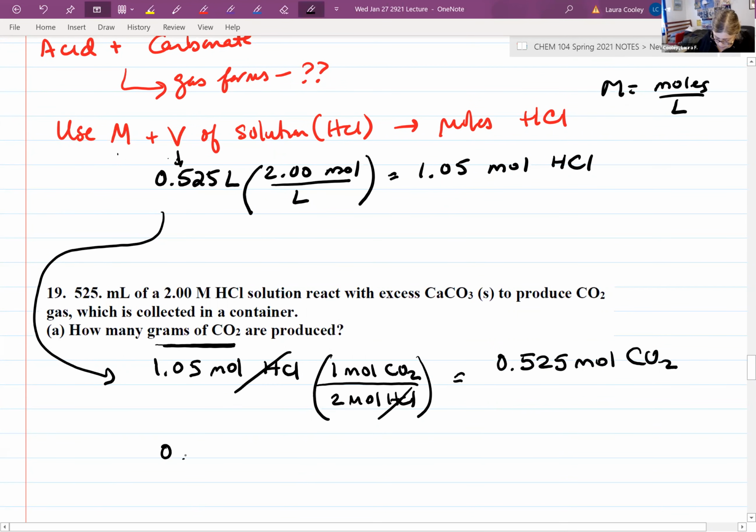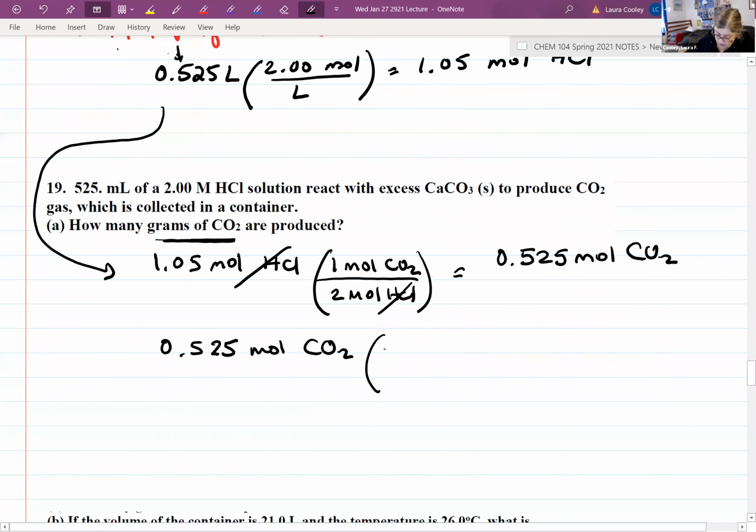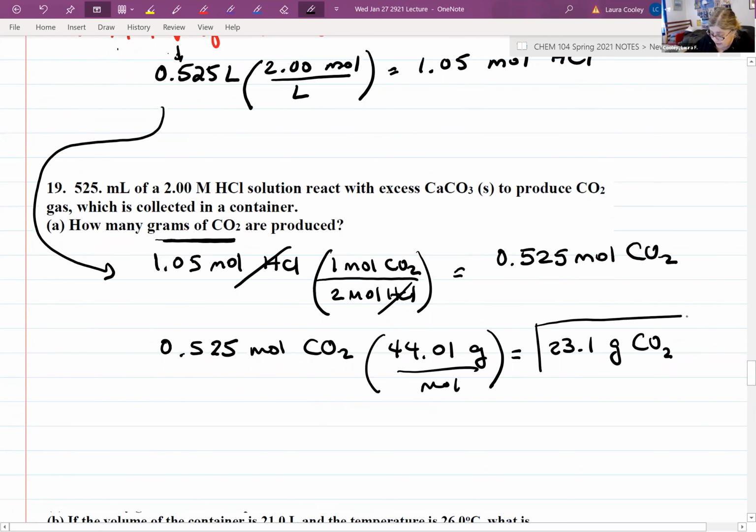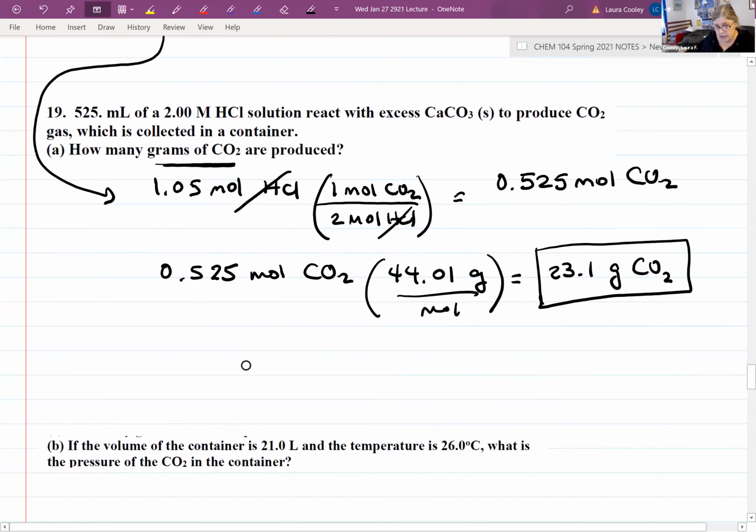So now we have to multiply by the molar mass of CO2, which is 44.01 grams per mole. All right, so that's the end of that problem. That's the end of part A. So that's really like a Chem 103 stoichiometry problem.